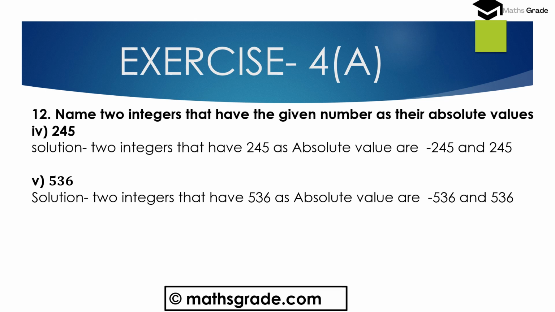Fourth bit, 245. Two integers that have 245 as their absolute value are minus 245 and plus 245. Fifth bit, 536. Two integers that have 536 as absolute value are minus 536 and plus 536.